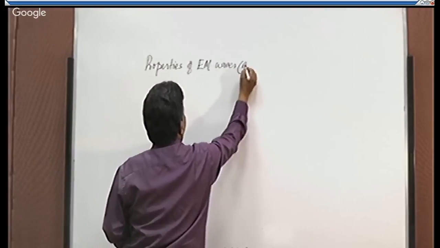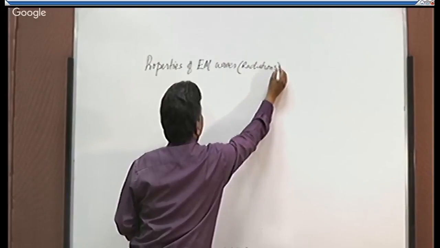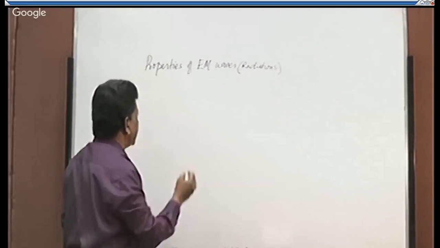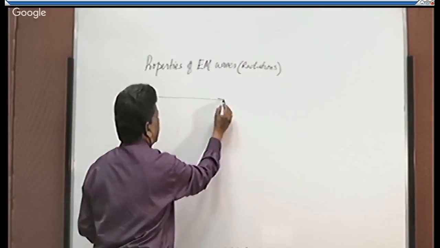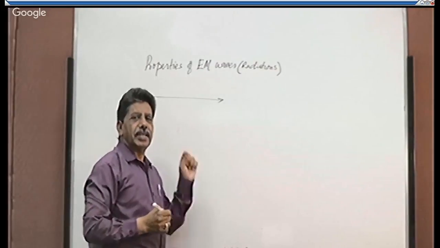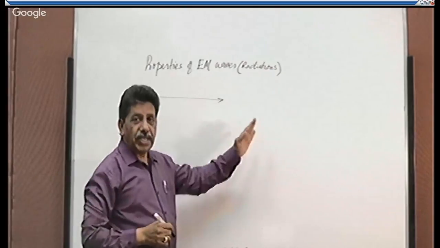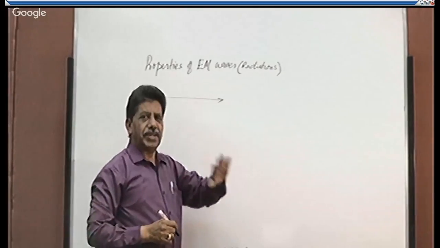Electromagnetic waves, or we can say radiations. These electromagnetic radiations travel in a straight line. They travel with a tremendous velocity, the same velocity for all radiations.